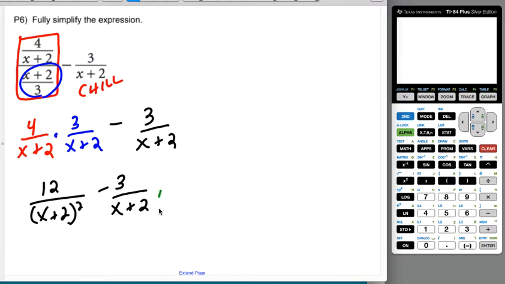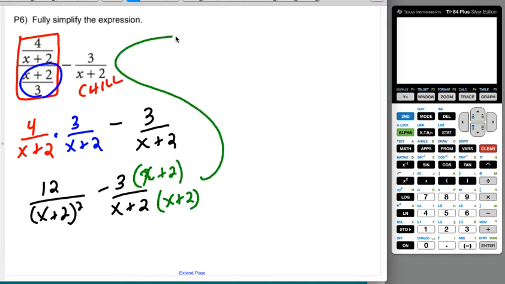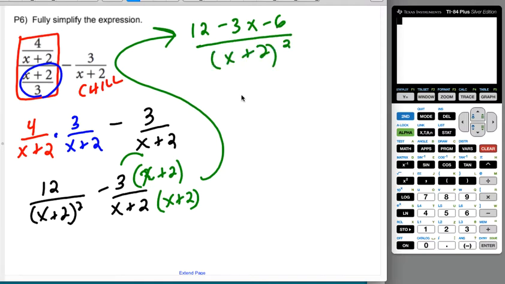Well, these two fractions already have one factor in common. They both have the x plus 2 in the denominator. It's just that this fraction needs another x plus 2. Sorry, that's my bad. That's an x plus 2. So if I bring this up here, I have a 12 minus 3x minus 6 all over an x plus 2 quantity squared. Or you could FOIL it out, or you could leave it as x plus 2 times x plus 2. So I get a negative 3x plus 12 over x plus 2 quantity squared.